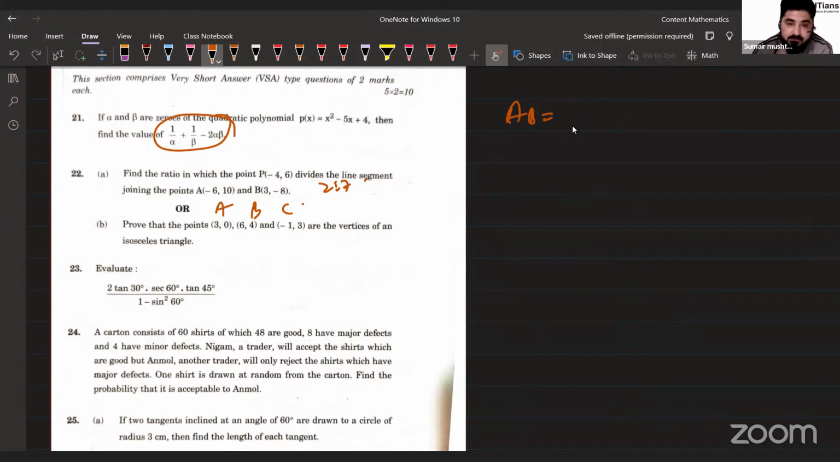Okay. How much is AB? This is 3 square, that is 9, 9 square plus 4, that is equal to, yeah, how much will it be?